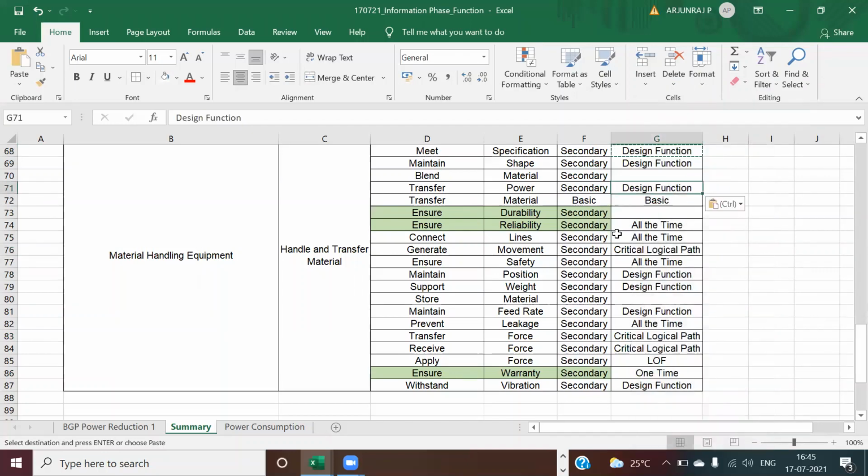Okay, see, now this is very much important. Now we are going for a critical logical path. See, what is the basic function of a thing? Okay, transfer material. Okay, how to transfer material? By generating movement, or when you are generating movement, what are the things happening? So how to store material, or when you are storing material, what will happen? Okay, see, blending material, when you are blending material, what activity are you doing simultaneously?